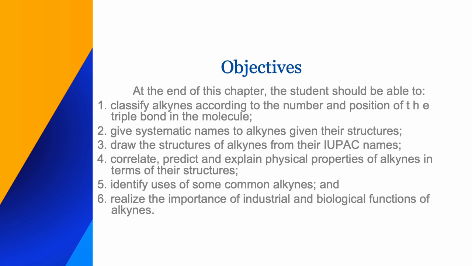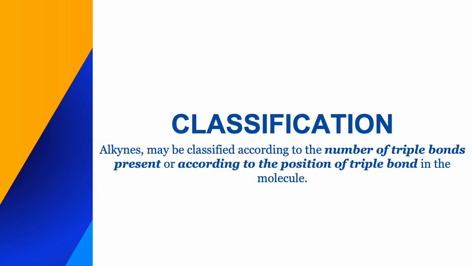Okay, so for this module, you are expected to classify the alkynes according to the number and position of the triple bond in the molecule, give the systematic names to alkynes given their structure, draw the structure of the alkynes from their IUPAC names, correlate, predict, and explain physical properties of alkynes in terms of their structure, identify uses of some common alkynes, and realize the importance of industrial and biological functions of alkynes.